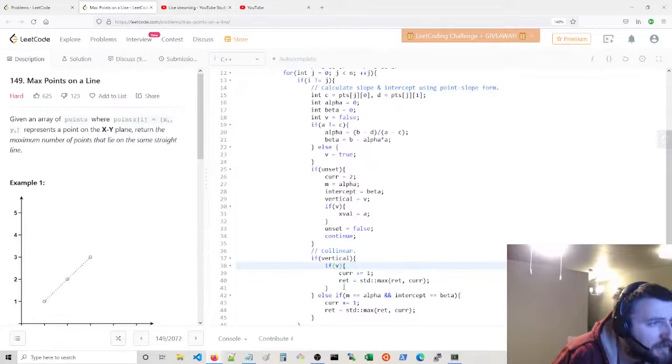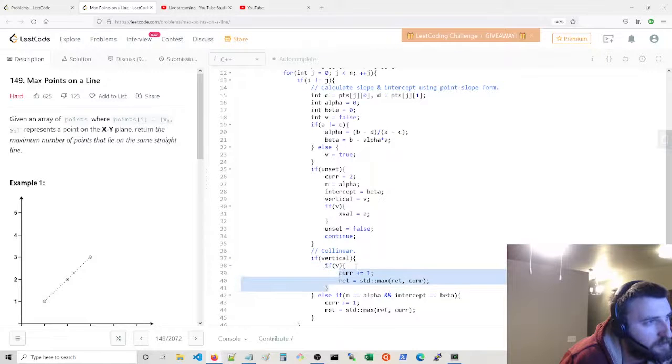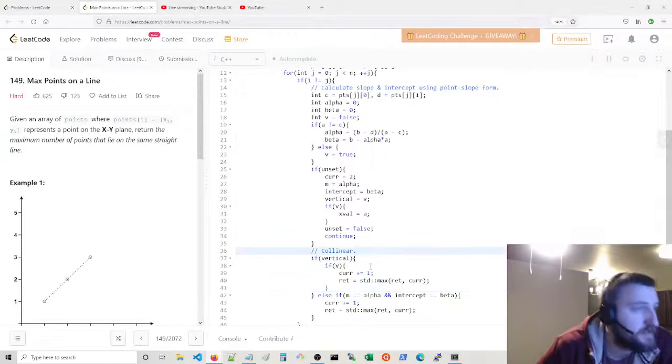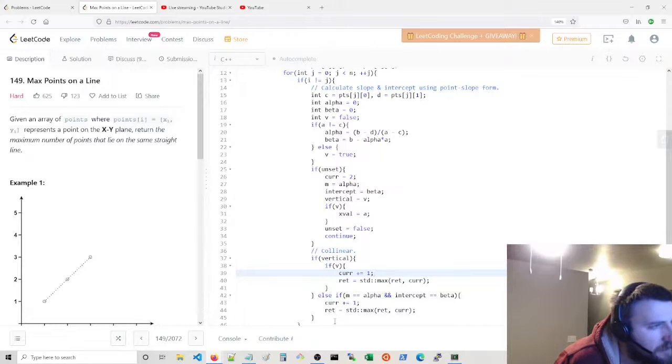So the problem is that if you're vertical and you're V, you want to go here, but if you're not vertical in V, you don't want to go here. You want to just, if you're not vertical, go here. So that's why this if statement represents a few different things, because you don't want to execute this at all if the thing you're looking at is not vertical.